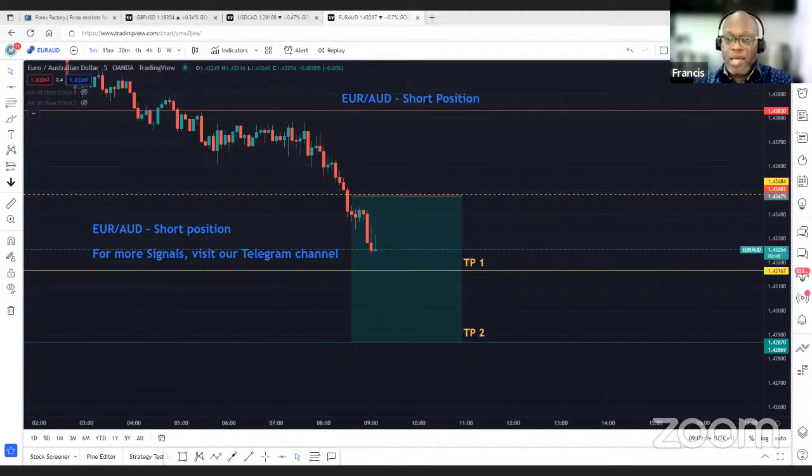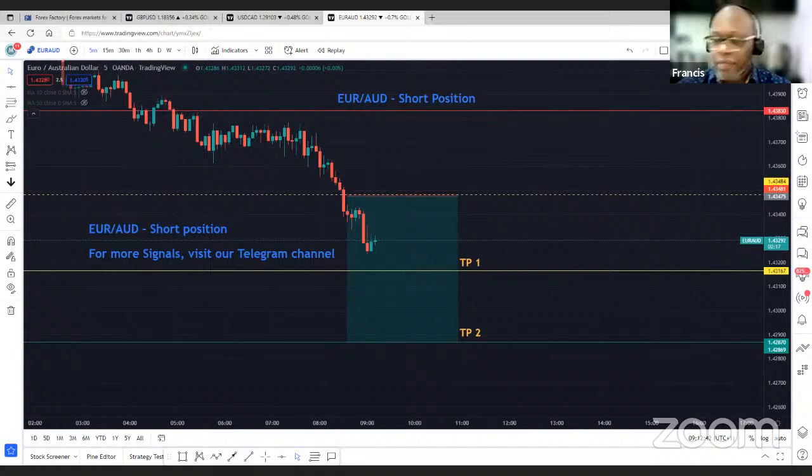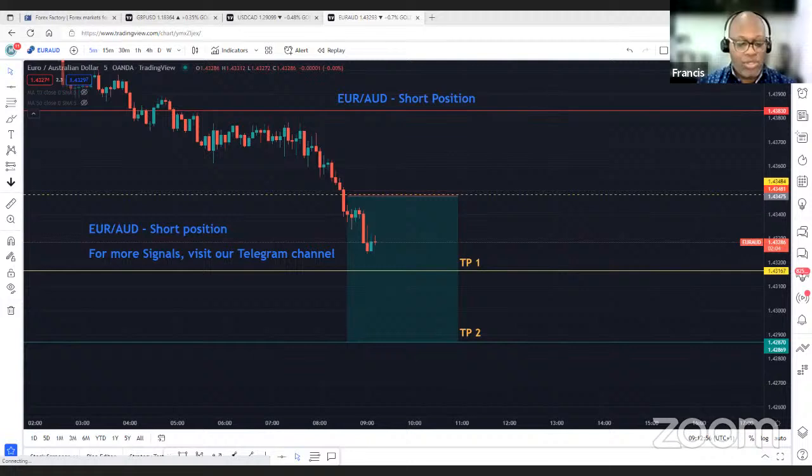Okay. Godwin is asking if it's advisable to use a trailing stop loss in this kind of setup. Now, I do have a video on how to use a trailing stop loss. I'll post it in the Telegram group. I'm not quite sure if you are part of our Telegram group, Godwin, but I'll post it there. We have lots of views on that one. I'll come and answer your question shortly. Just one minute, Godwin.